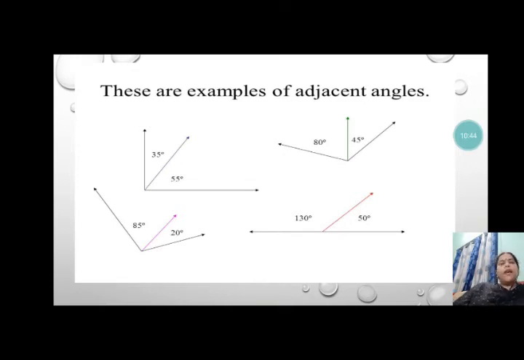They don't overlap on each other. Then 85 and 20 degrees, they also share one common arm and common vertex. 130 and 50, they are also adjacent, and they also share the same arm and the same vertex. So these all are examples of adjacent angles.